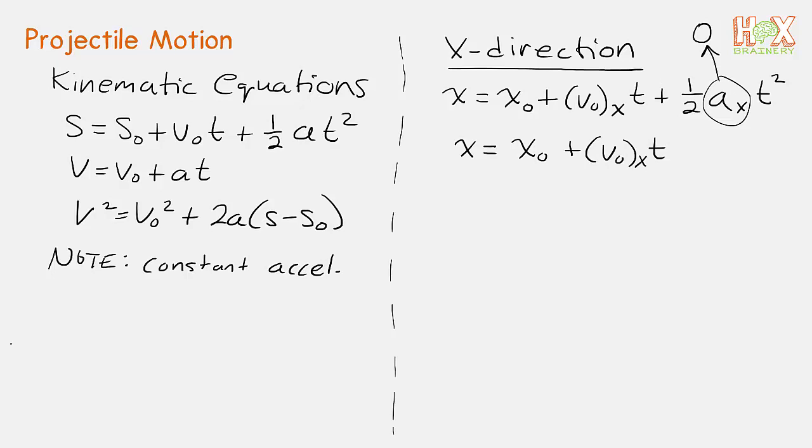Now the other two kinematic equations aren't really telling us anything since the acceleration is 0. So basically all we would get from these other two kinematic equations is that the final velocity in the x direction is equal to the initial velocity in the x direction. So now we're going to look at the y direction.